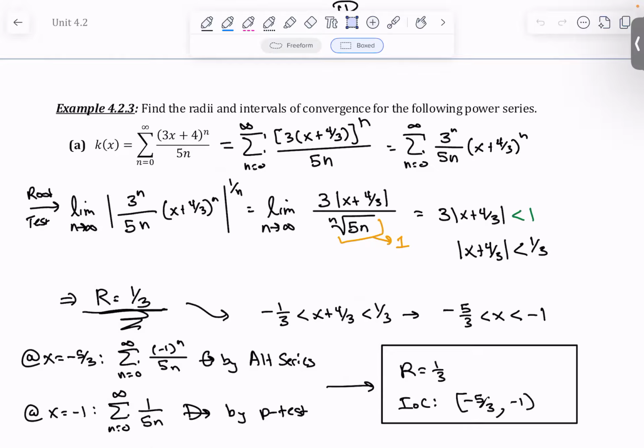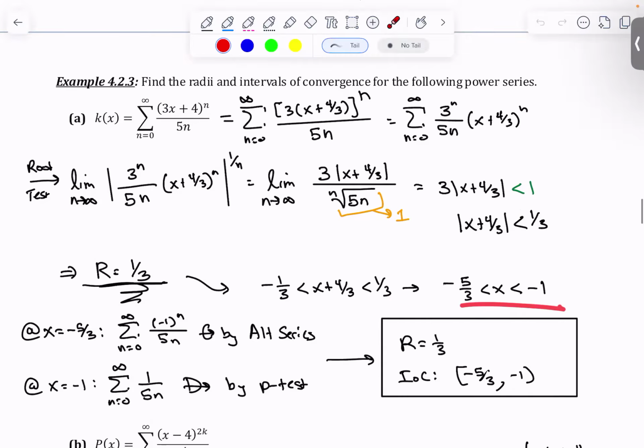Now, the nth root of any number is always going to go to 1 as n approaches positive infinity. And actually, we also have the other special limit that the nth root of n goes to 1. So that whole thing will go to 1, meaning we just have 3 times the absolute value of x plus 4 thirds is less than 1, which we need to solve. So we divide by 3. And that gives us our radius of convergence with our center at negative 4 thirds. So we utilize that to find the open interval of convergence by subtracting 4 thirds from both sides.